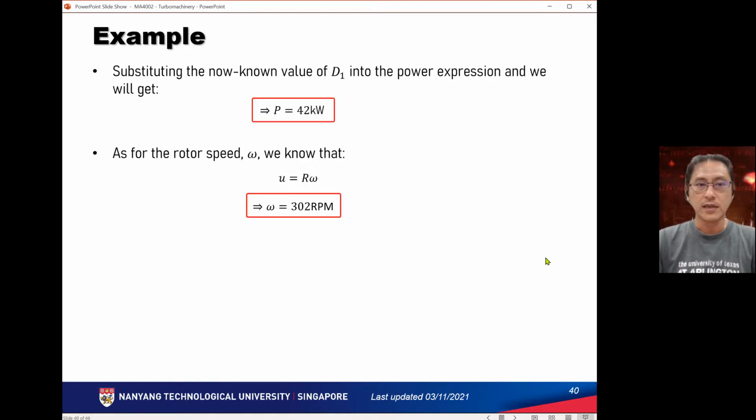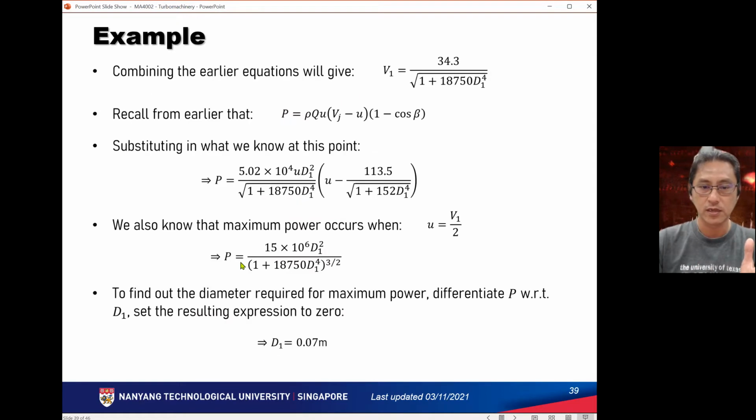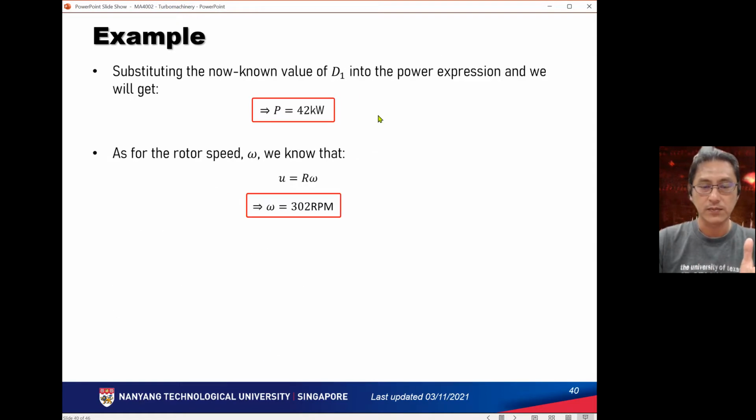Now that we found out what's the diameter of the nozzle, we can proceed to find out what's the power at the maximum power output point. Since you know what's D1, surely you can substitute this D1 into here, and then you can estimate your power that's produced by the Pelton wheel, and it's about 42 kilowatts.